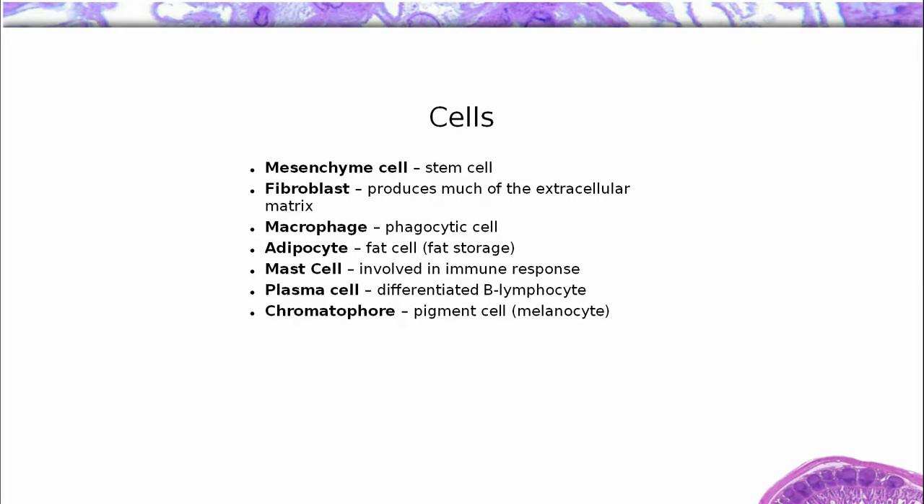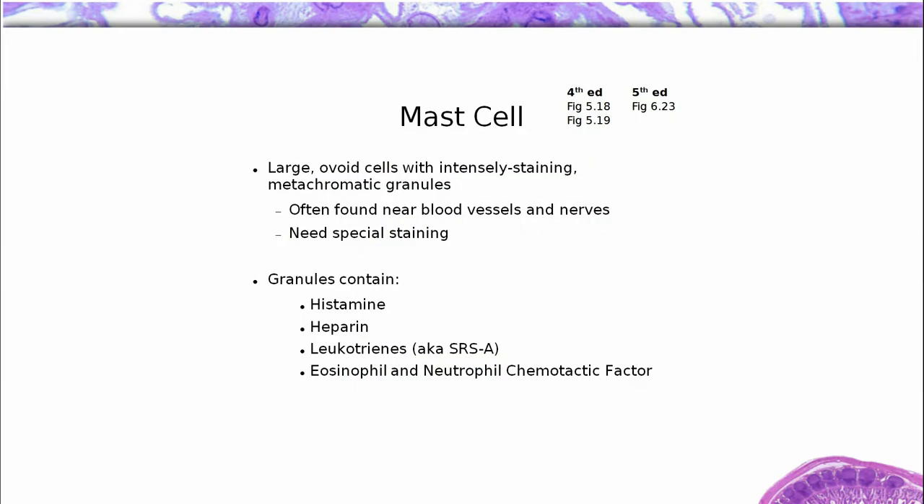Okay, next one on the list, adipocyte, fat cell. These are used for energy storage, but again, act as a shock absorber as well. We'll talk about those when we talk about the tissues. Next one on the list is a mast cell. This is a relatively large ovoid cell, about 20 to 30 micrometers in diameter or so. And it has a relatively round nucleus, so we shouldn't look for indentations there. But again, depending on how you slice a nucleus, they're all going to look round. So it's not going to be terribly helpful if you're looking at it that way.